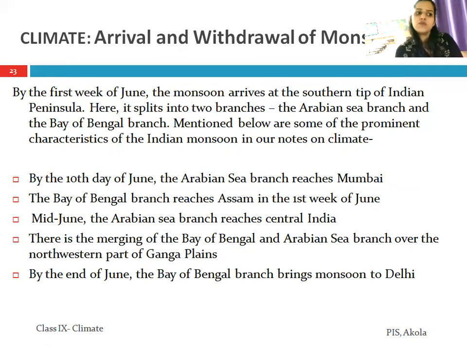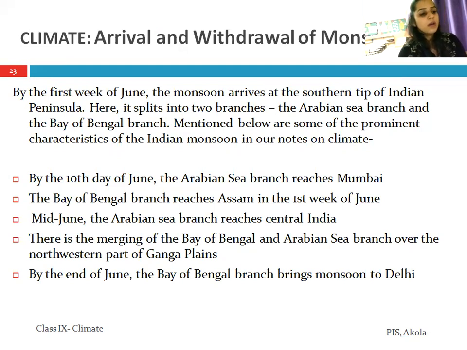By the 10th of June, the Arabian Sea branch reaches Mumbai. Please note, monsoon reaches Mumbai by the Arabian Sea branch, which is approximately by the 10th of June. The Bay of Bengal branch reaches Assam in the first week of June. Assam gets monsoon from the Bay of Bengal, wherein the Arabian Sea branch reaches Mumbai by the 10th of June with its monsoon.